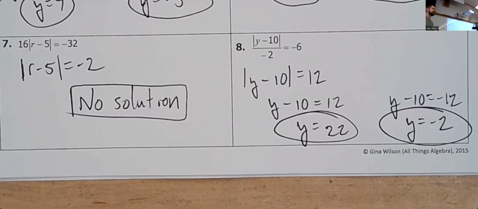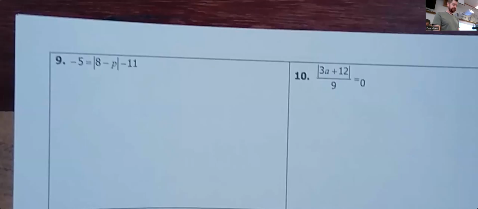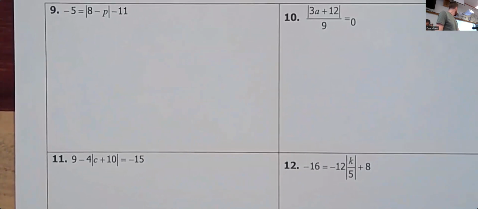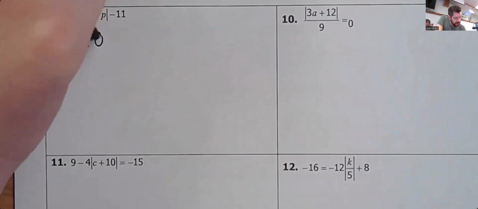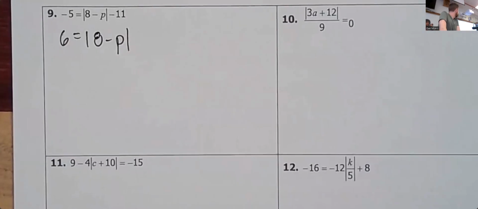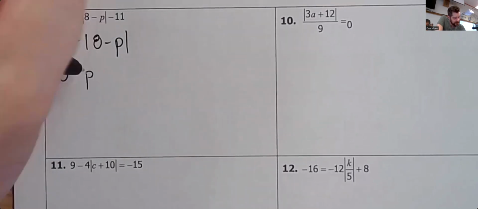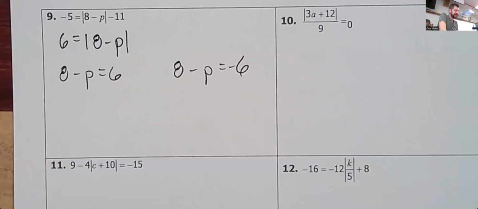Questions on the front side? All right, let's keep going. Flip it over. Okay, I'd say add 11 to both sides. So that would be 6 equals the absolute value of 8 minus p. And when I write both equations, I'm just going to flip around the entire thing. So we'll have 8 minus p equals 6, and then we'll have 8 minus p equals negative 6.